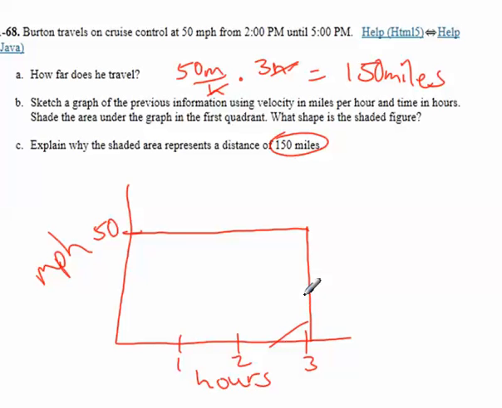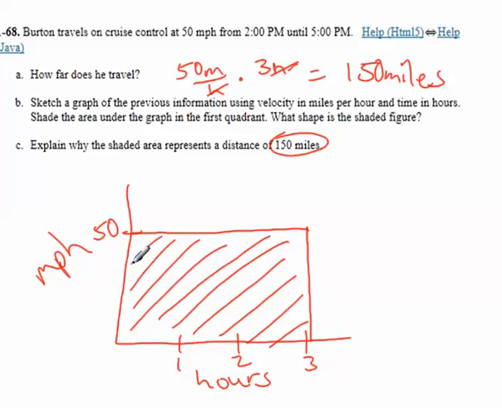So this shaded area represents the distance traveled, and I can see that it should match. It's got 3 times 50, base times height. It's an area problem. Area under the curve can represent distance. So 150 because of base times height.